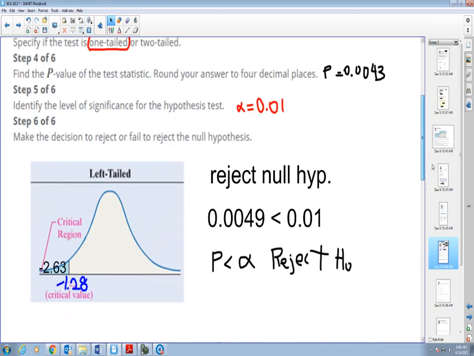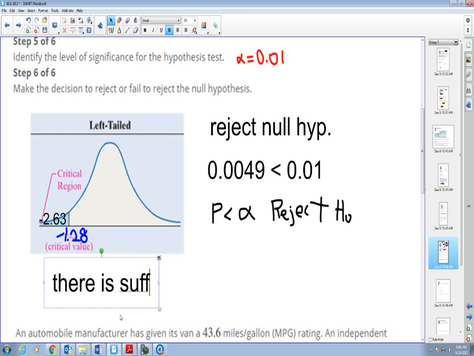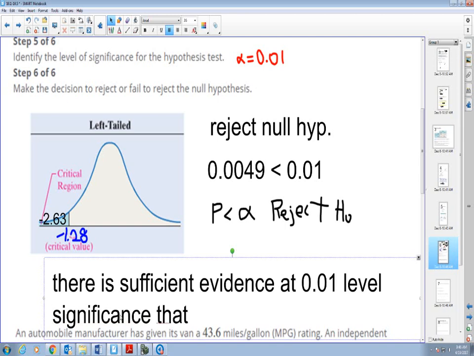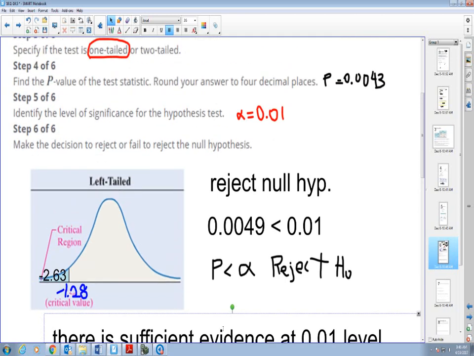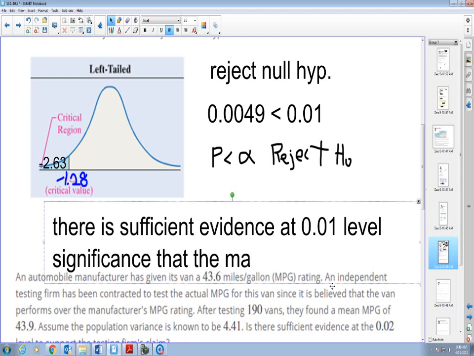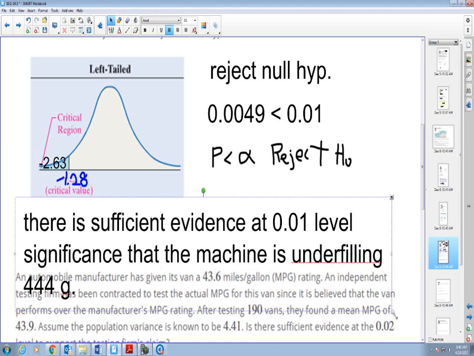I'm going to type it out one time. So if I reject, there is sufficient evidence at 0.01 level of significance that the machine is underfilling 444 grams. There you go. That will be the full conclusion.